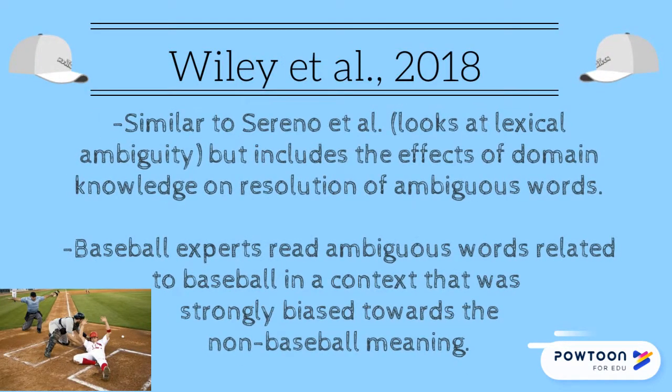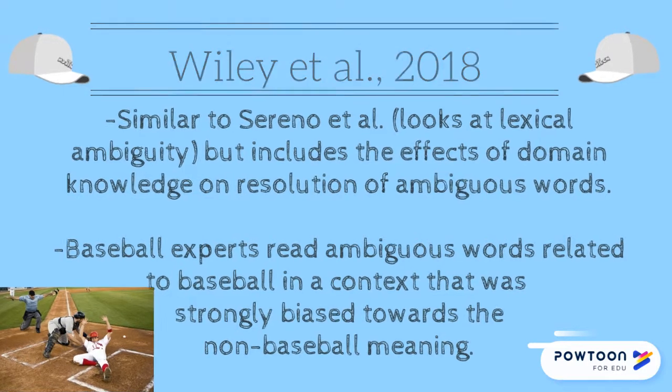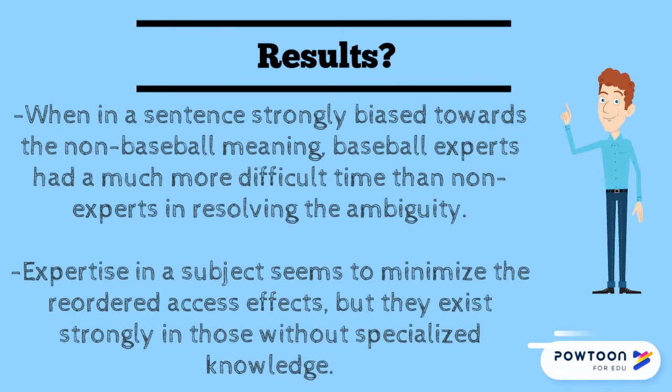A similar study by Wiley et al. was performed in 2018. It also took a look at lexical ambiguity. However, this study also included the effects of domain knowledge on the resolution of ambiguous words. In this study, baseball experts read ambiguous words related to baseball in the context which was strongly biased towards a non-baseball meaning. The results of this study showed that when a lexically ambiguous sentence is strongly biased towards a non-baseball meaning, baseball experts have a much more difficult time resolving the ambiguity than non-experts. This means expertise in a subject seems to lessen the reordered access effects, while they remain strong in those without this specialized knowledge.